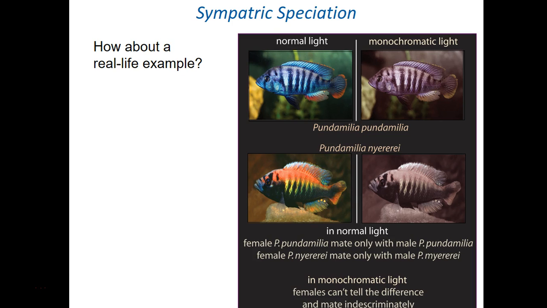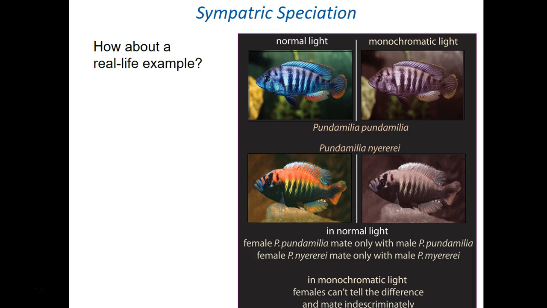Of course. So there are these little tiny fish that are found in Africa. They're called Pundamilia. There's two species. There's Pundamilia pundamilia, which is the one on the top, and Pundamilia nyererei on the bottom. Now the males are very beautiful. The Pundamilia pundamilia males are blue. The nyererei ones are rainbow colored.